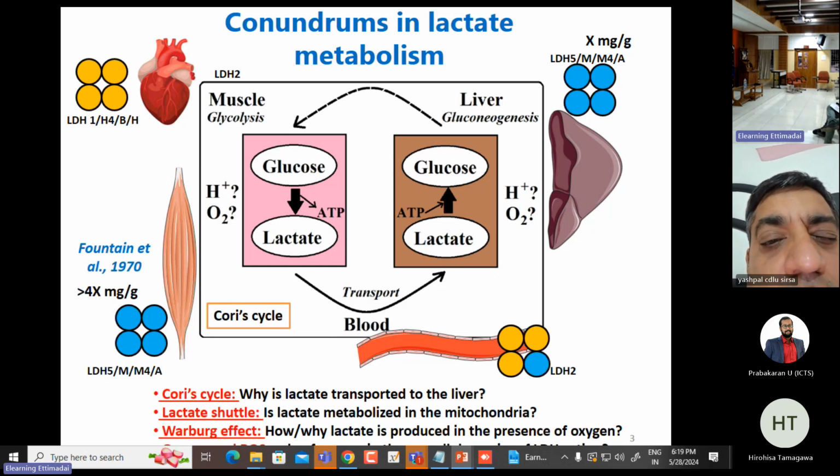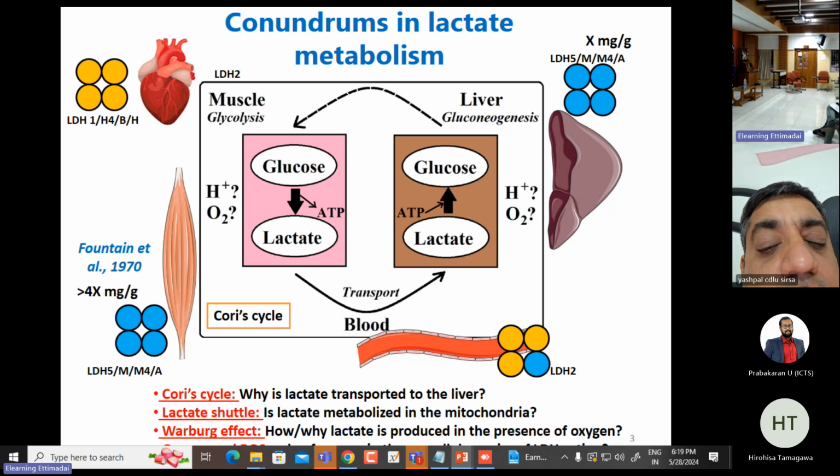So LDHA gene, you can see, we asked this question. There is about 4 times more LDH in the muscle than in the liver. But there is something called Cori cycle in biochemistry textbooks, where, let's say there is an athlete, this person runs a sprint. At the end of the sprint, what happens?